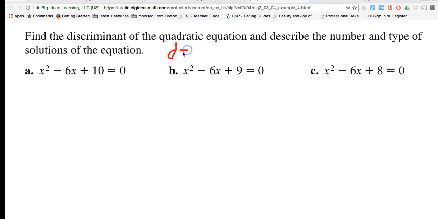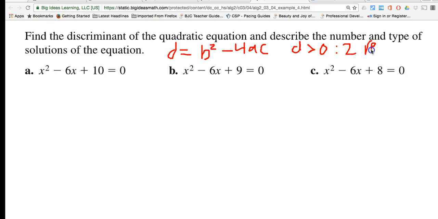The discriminant is equal to the portion that is under the square root sign. So that's going to be b squared minus 4 times a times c. So that's all you have to look at in order to find the number and type of solutions of the equations. So remember, we have a couple things that we know. If our discriminant is positive, which means greater than 0, we have two real solutions.